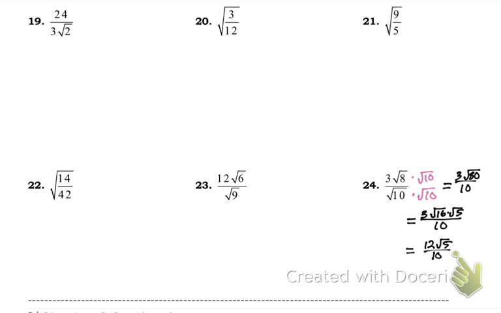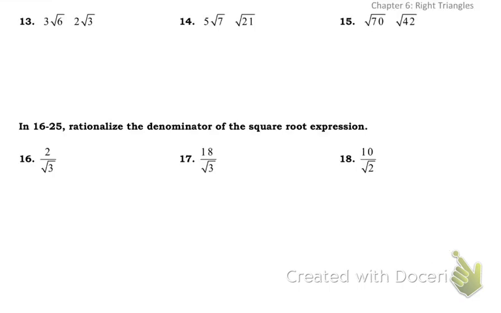Yeah, Daniel. 15. For 15, we have square root of 70 times square root of 42. Is that correct? Okay, so we have square root of 70, square root of 42. So we have a couple things we could do. We could just straight up multiply them. Or we could go, so what did you do? Did you just straight up multiply them? So we can go that route.